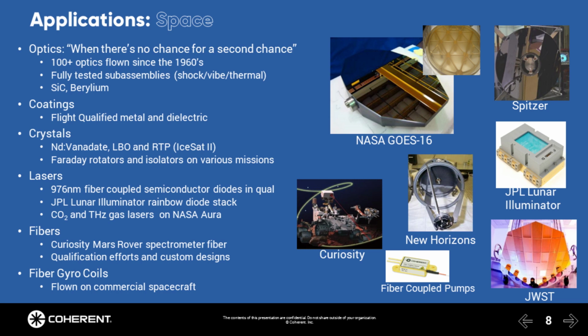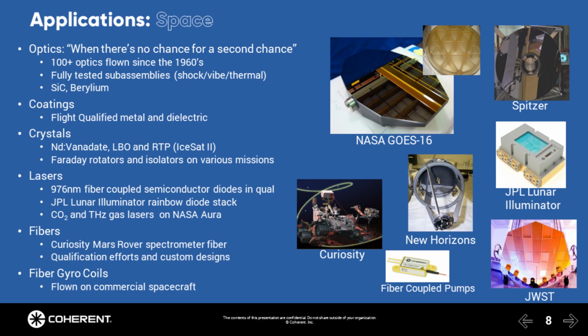We've also put a number of Faraday rotators and isolators into orbit on a number of other space missions. On the laser front, we have 976 nanometer fiber coupled pumps you can see down here being qualified to be used as pump lasers on a number of different NASA missions. In addition, the JPL Lunar Illuminator is getting ready for launch, and there we have a stack of multiple different wavelength diode bars that are going to be used in that system. And we even put a CO2 laser, a carbon dioxide laser, into space, which was used to pump a terahertz gas laser on the NASA Aura satellite, which was launched back in the early 2000s.